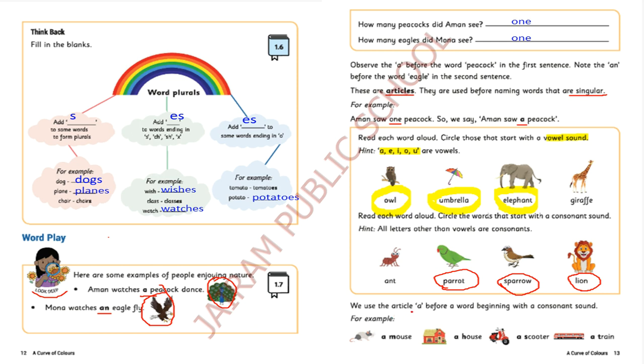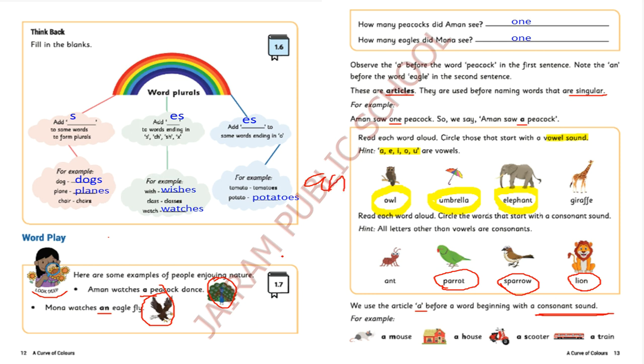We use the article a before a word beginning with a consonant sound. One important point is, whether it begins with a consonant sound or a vowel sound, we have to note whether it is singular. Only for singular do we use the articles a and an. If the particular naming word is singular and begins with the vowel sound, we add an.